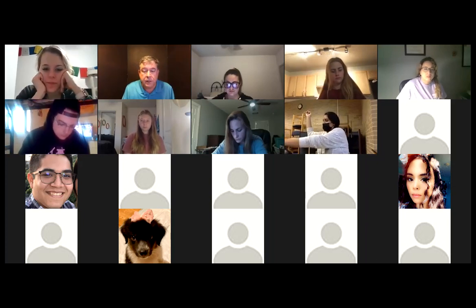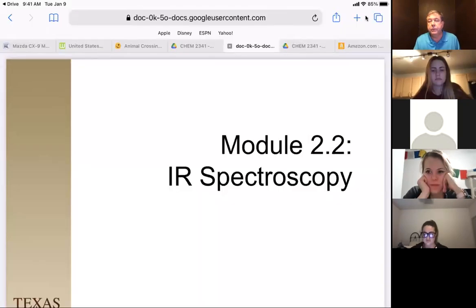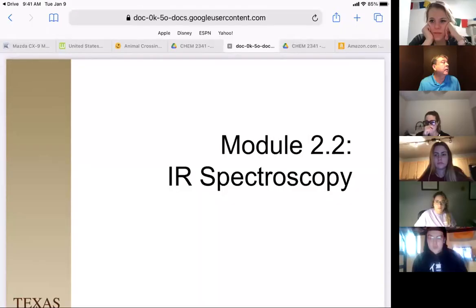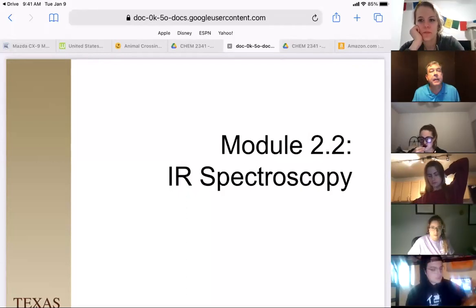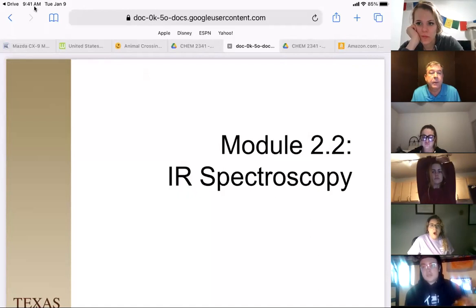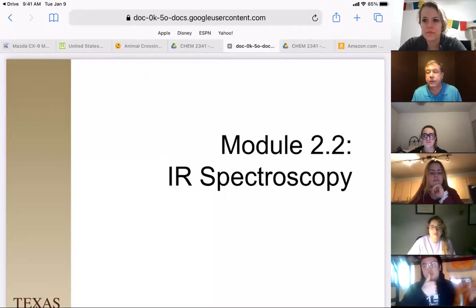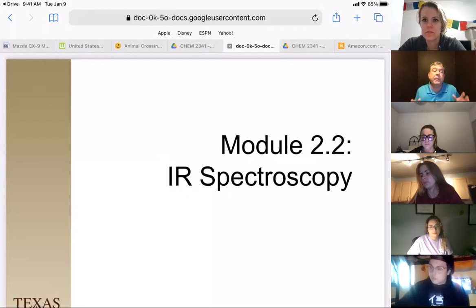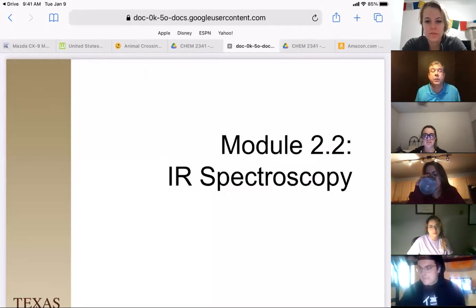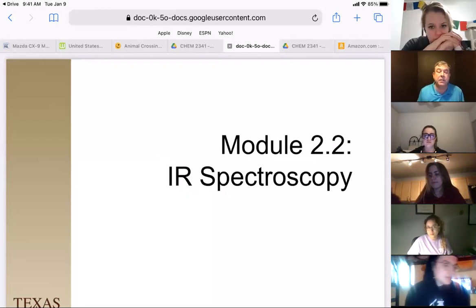So I'm going to go ahead and share my screen and move this up over here to gallery mode. And there we go. I'm going to move this over here. All right. Can you see this thing saying IR spectroscopy? Yes. Okay, excellent. So the thing to remember about infrared spectroscopy is we're looking at electromagnetic waves, okay?